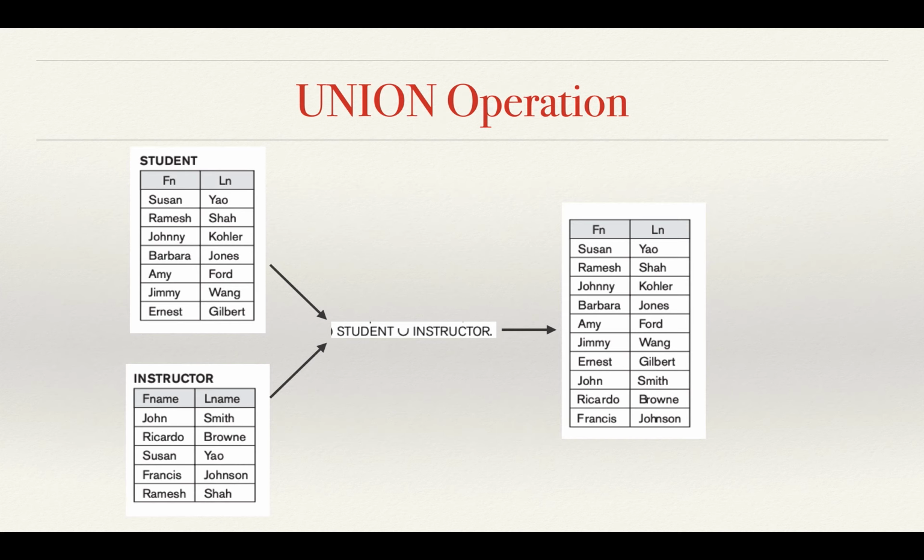Now we'll see examples of each of these operations: union, intersection and difference. Here the two inputs are student and instructor, and the operation I need to perform is student union instructor. The output is all the tuples without any repetition. It's just a union of these two sets. If they are repeating, they are included only once.